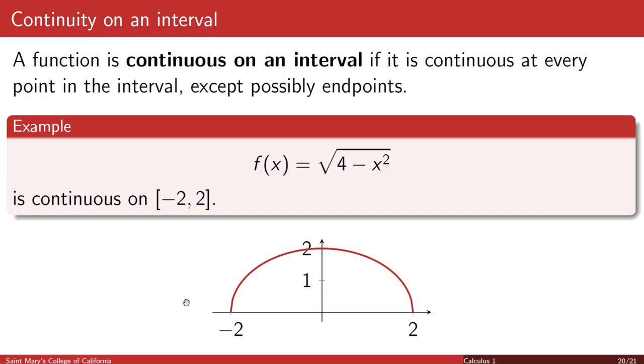Even this, square root of 4 minus x squared. Well, we can't define this if we take x to be, whatever, 50, because we'd have a negative inside here and we can't do it. But anywhere between minus 2 and 2, this is continuous. And we can actually include the endpoints here, the minus 2 and 2. So this is continuous all the way.